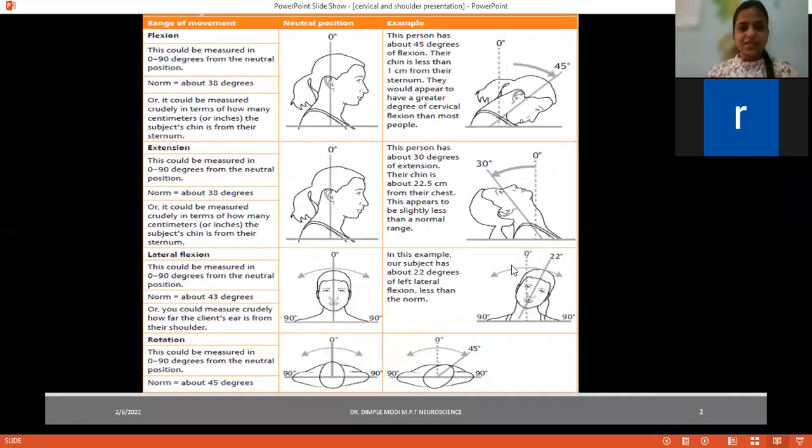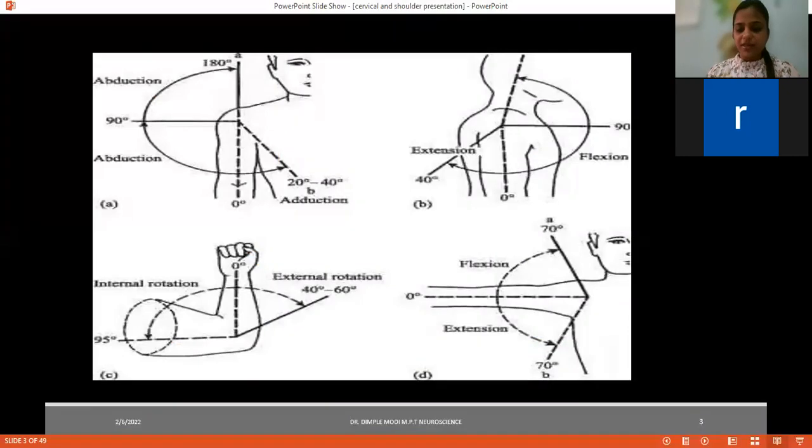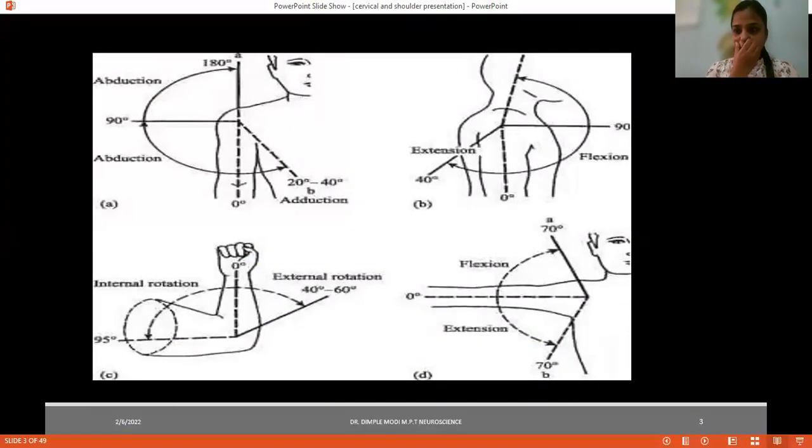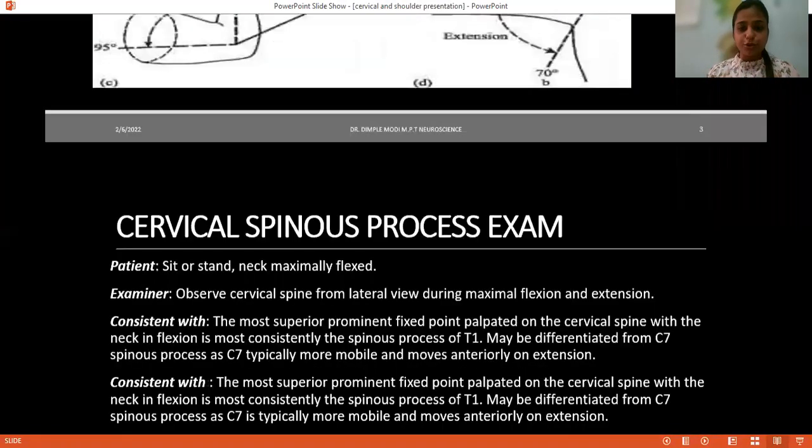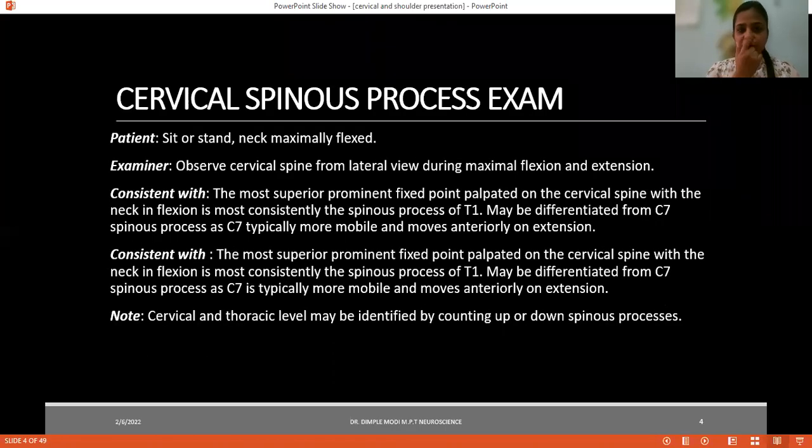To discuss the range of motion, it's very important. Prior to any assessment or special test, you should know the range of motion. So first we'll start with cervical spinous process examination. How do you examine the cervical spinous process? You just have to make the patient sit or stand and maximally flex.